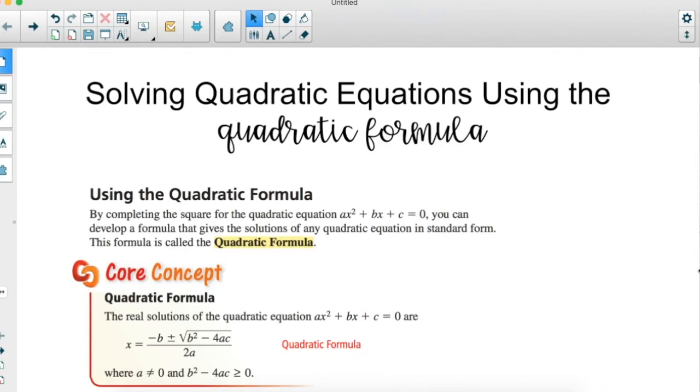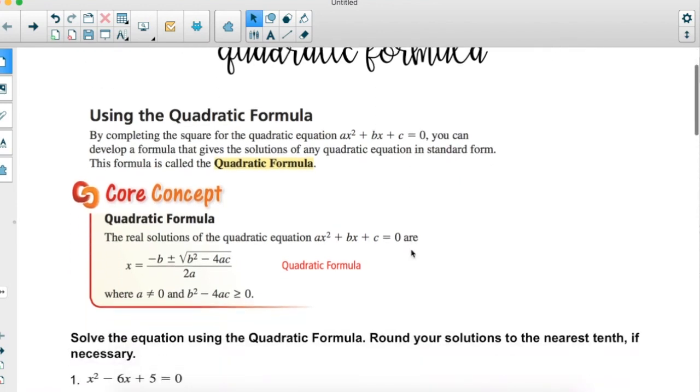Today what we're going to do is solve quadratic equations using the quadratic formula. Now, there are several different ways to solve quadratic equations, and one of the ways is using the quadratic formula. So the quadratic formula, it says here, by completing the square for the quadratic equation, ax squared plus bx plus c equals 0, you can develop a formula that gives the solutions of any quadratic equation in standard form. This formula is called the quadratic formula.